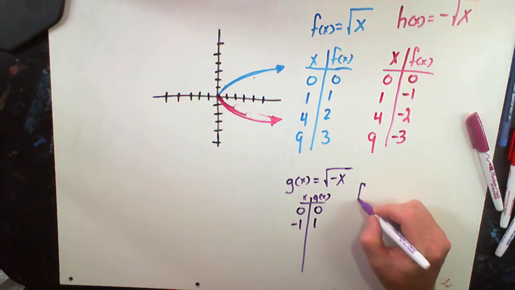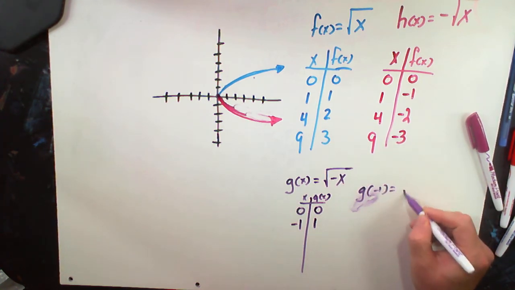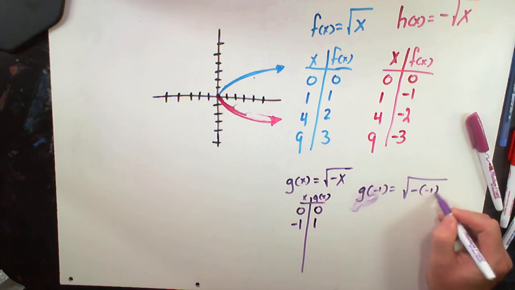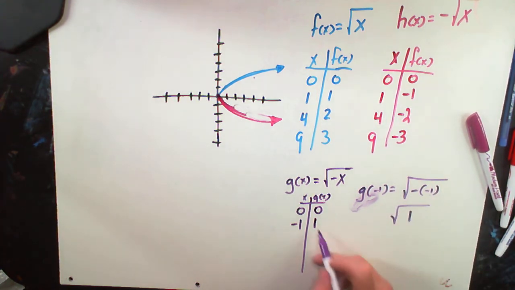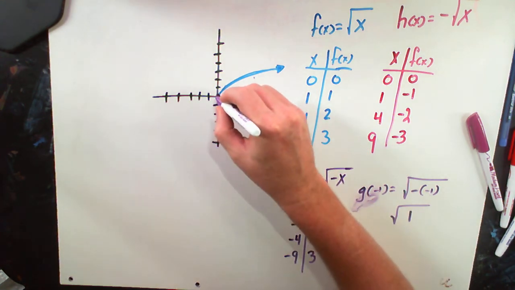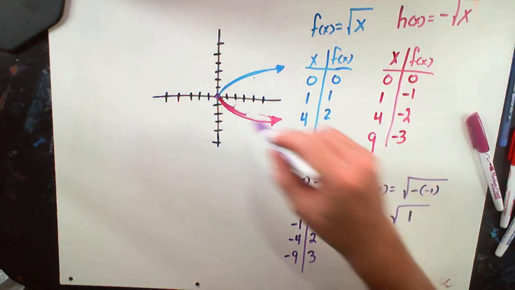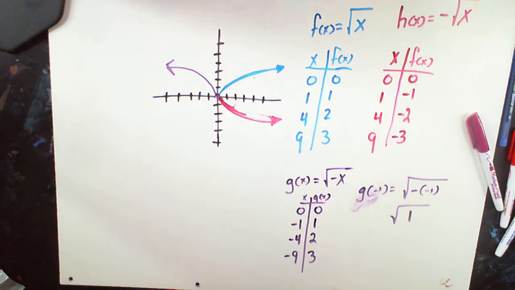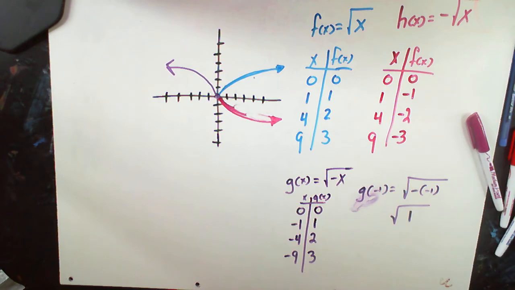All right, so g of negative 1 would be the square root of negative negative 1. Negative negative makes positive. That's where that 1 comes from. Same idea, negative 4 becomes 2, and negative 9 becomes 3. So now, by replacing the x with a negative x, we end up with the same shape, only instead of going this way, it's now going the opposite way.